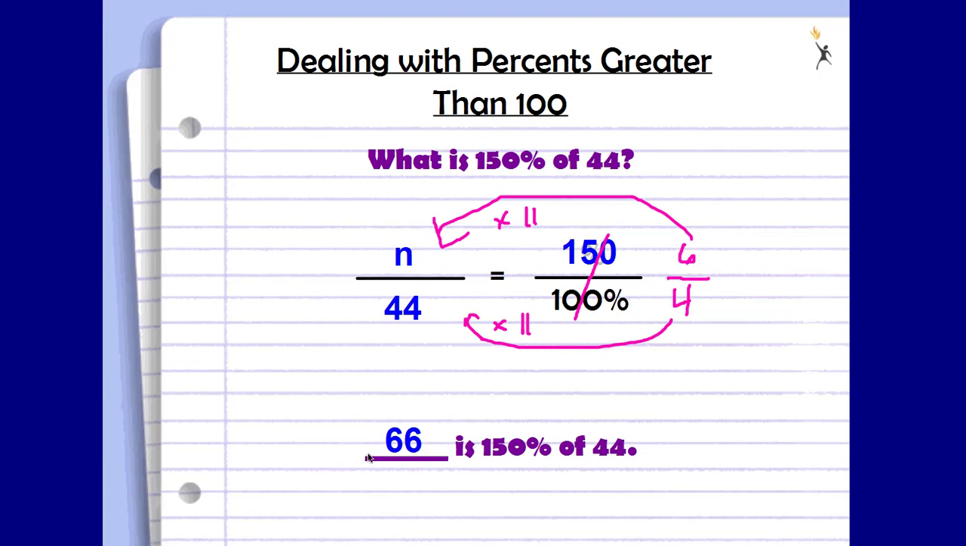But wait a minute. 66 is greater than our whole amount. Is that possible? In this case, yes, because look at our percent. Our percent is 150%, and that's greater than 100%. So our part should also be greater than the whole. So yes, 66 does make sense.